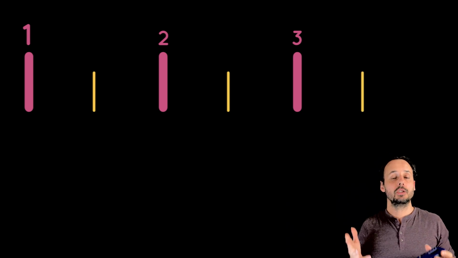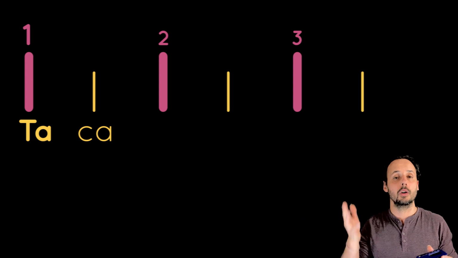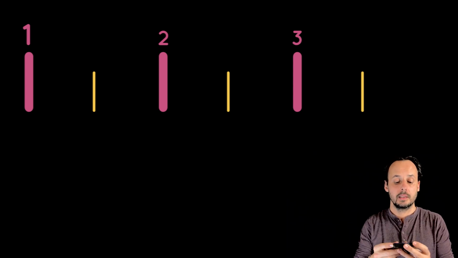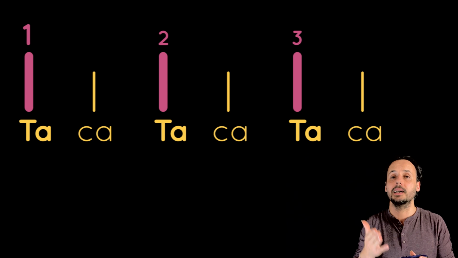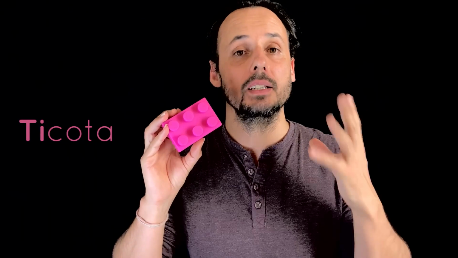The basic binary subdivision, remember, is taca, 2 notes per beat with the accent on ta. Sounds like this. Taca, taca, taca, taca, taca, taca, ta. But we don't want taca, we want ticota with binary subdivisions.